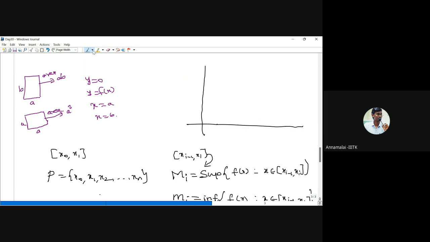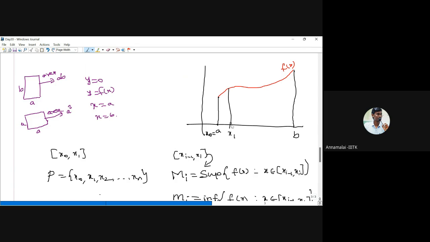Suppose we have points and then we have a function. Suppose we assume that this is our function f of x. Now this is our point a and this is point b. So we take the partition, this is x naught, and suppose I am taking this as our x1. Now I consider only one subinterval. I want to find the area of this one. Our game is to find the entire area.